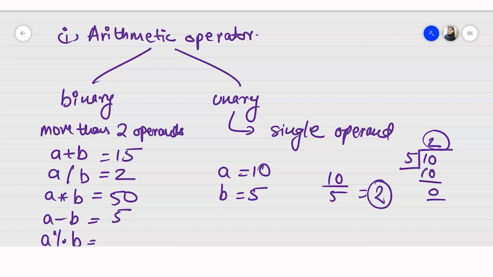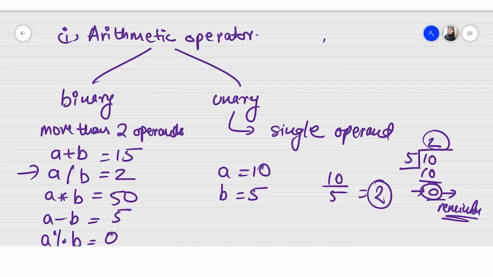The modulus operator gives us the remainder. The a divided by b expression gave us the quotient, and the modulus operator gives us the remainder after dividing. We know that when we divide 10 by 5, the remainder is 0. So the output here will be 0.